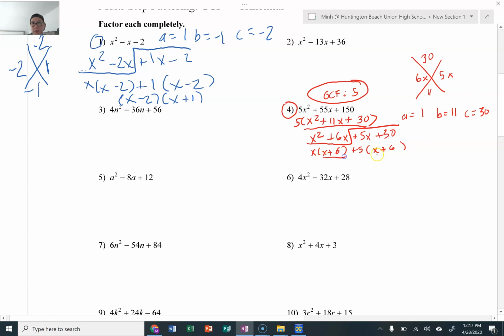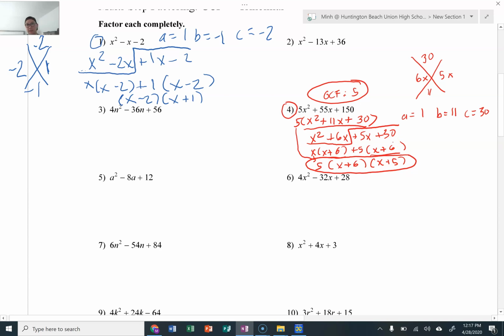So since they both have x plus 6 in common, I'll write that down. And then the x and that plus 5 is on the outside, x plus 5. And my GCF is going to go in the very end, stick in the very front. So my final answer is this: 5, parentheses, x plus 6, parentheses, x plus 5.